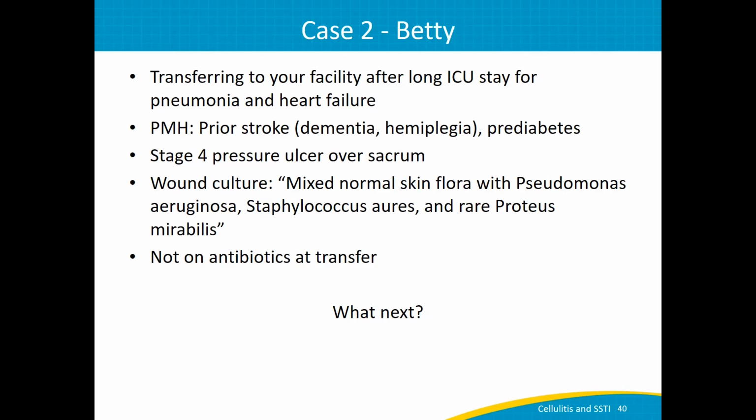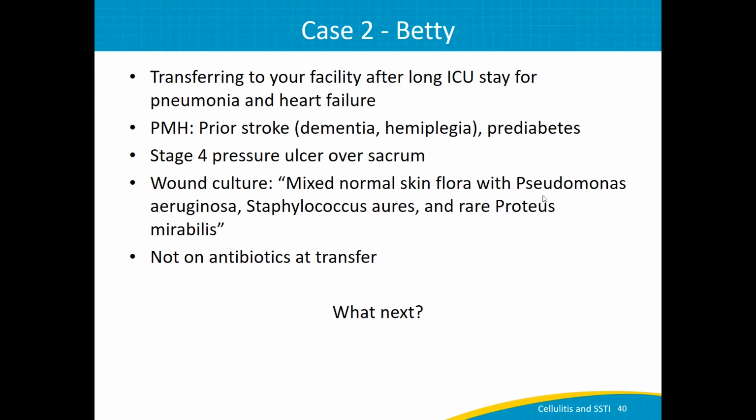You get report that she has a stage 4 pressure ulcer over her sacrum. And when you're looking at the records from the hospital, you see that a couple of days before she was discharged, someone swabbed that ulcer. The preliminary culture result did come back with normal skin flora, with some Pseudomonas, Staph aureus, and rare Proteus mirabilis. But you notice that she wasn't on antibiotics when they got that culture, and she's not on antibiotics now.